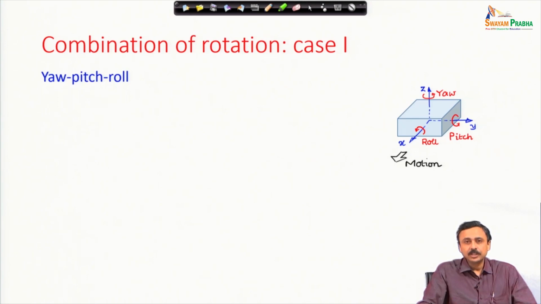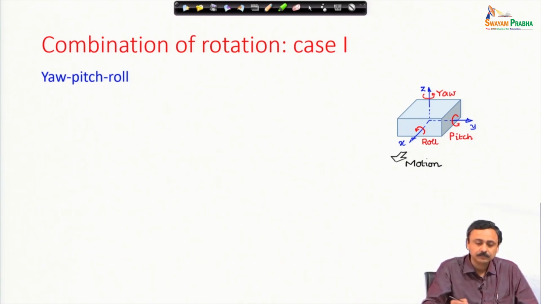Roll is the rotation about the x axis, as I have shown, and the x axis is directed in the direction of motion. The motion direction is very important. Rotation about the axis in which the motion is taking place is called roll. The rotational motion about the horizontal axis, which is perpendicular to the direction of motion, is called the pitch, and yaw is the rotation about the vertical axis of the body.